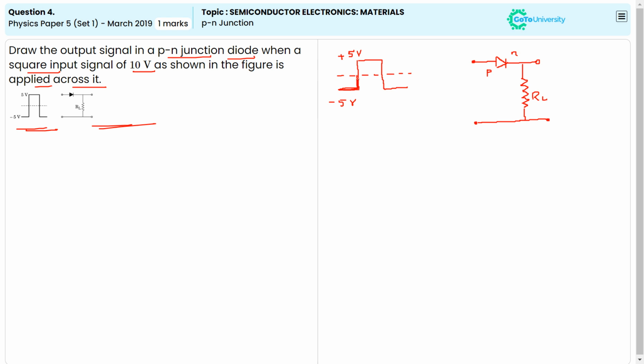In this position, the P side is connected to the negative battery and the N side is connected to the positive battery. In this case, it is reverse bias, it will not allow current. Therefore, the output is negative. You will not get anything here.